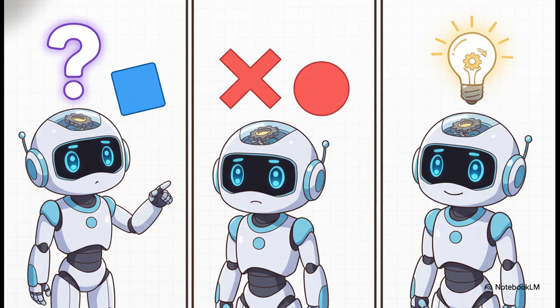When you boil it all down, machine learning is about making a guess, checking if you got it right or wrong, and this is the key part. If you got it wrong, you make a tiny adjustment so you're a little bit smarter next time. That's it. It's all about learning from your errors.